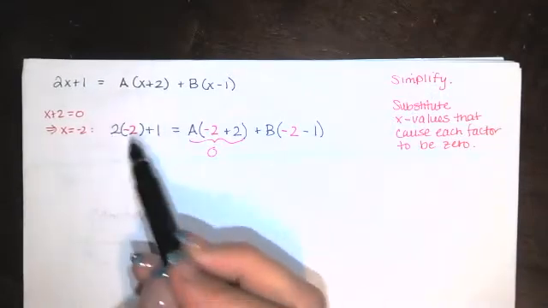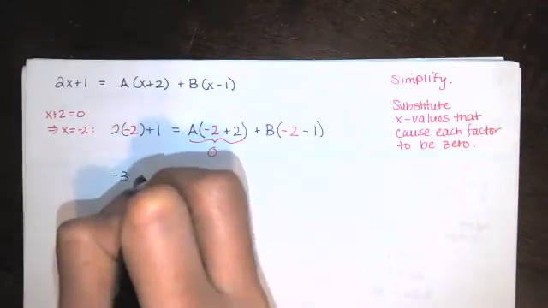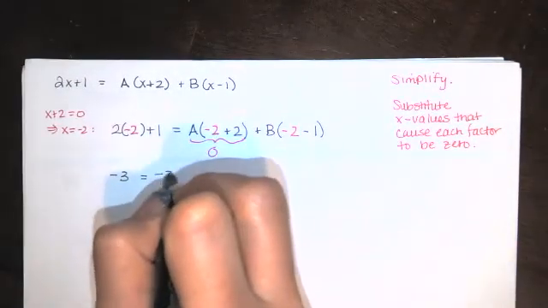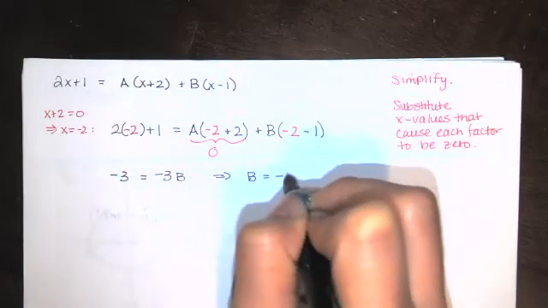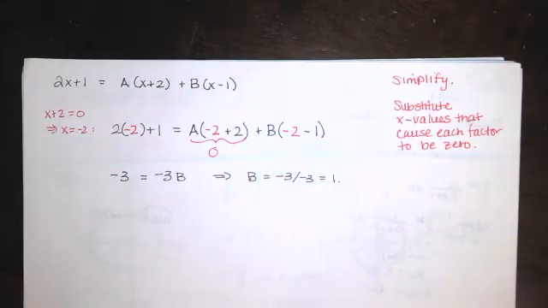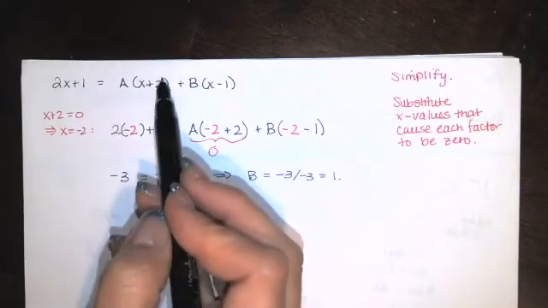And let's simplify the left-hand side. This is -4 plus 1, which is -3. On the right, we have 0 plus -3 times b. Divide both sides by -3. -3 divided by -3 is 1. So that was very easy to just solve for b by substituting the x value that would cause this to be 0.